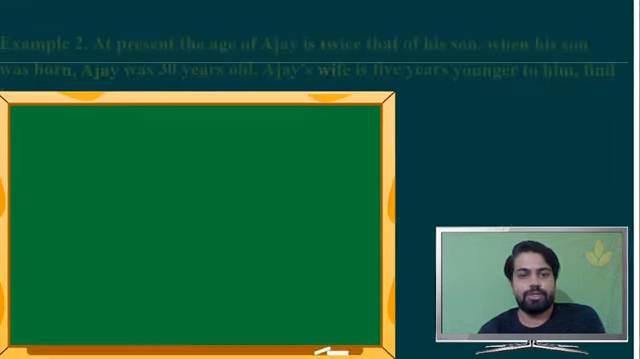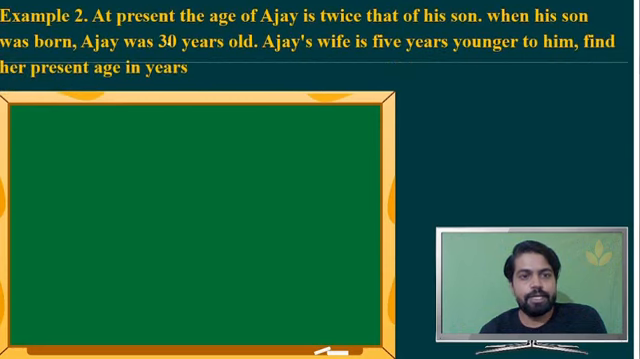Let's go to the next question. At present, the age of Ajay is twice the age of his son. So Ajay's age at present is twice the age of the son. When his son was born, Ajay was 30 years. That means Ajay and his son's difference is 30 years. Ajay's wife, let's take it as W, is 5 years younger than Ajay. Find the present age. That means I need to find W.